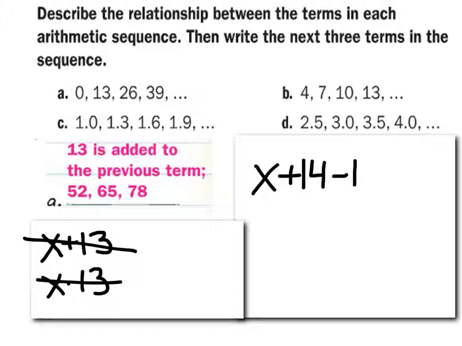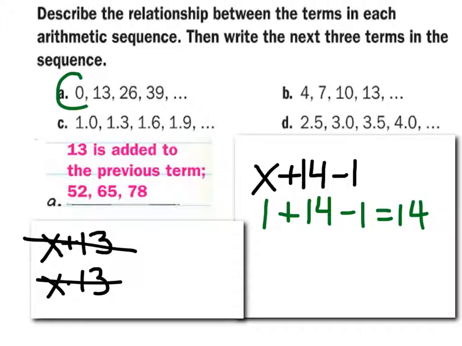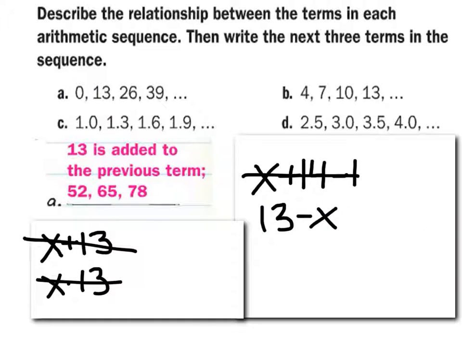X plus... Alright, okay, well, let's see if this would work for the first term, right? So in the first position, plus 14 minus 1 is 14, which is not 0. So just a little off. Alright, so Nick says 13 minus X. Let's see if this works. So in position 1, you'd have 13 minus 1, right? Because this is our first position. This should equal 0, right?